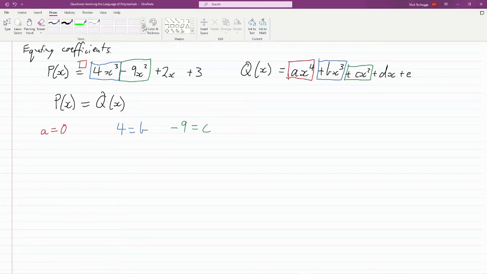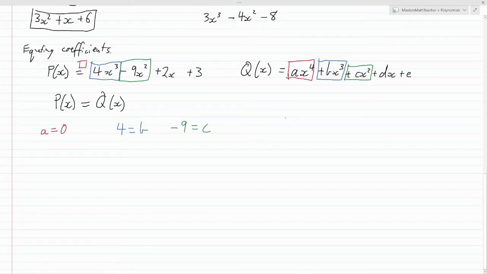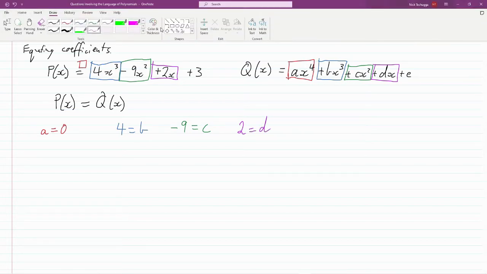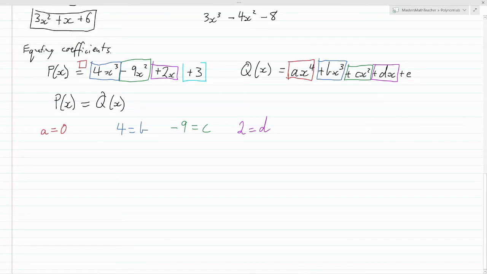So I want you to give it a shot, pause the video, and see if you can tell me what d and e are. Okay, so for d, let's have a look. We've got 2x here, and dx here. So sure enough, 2 equals d. And finally, we've got our constant, e, and 3. They also have to equal the exact same thing. For this to be the exact same polynomial, everything must be the same. So we know that 3 equals e.